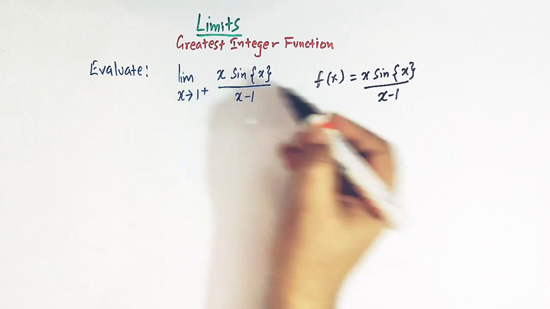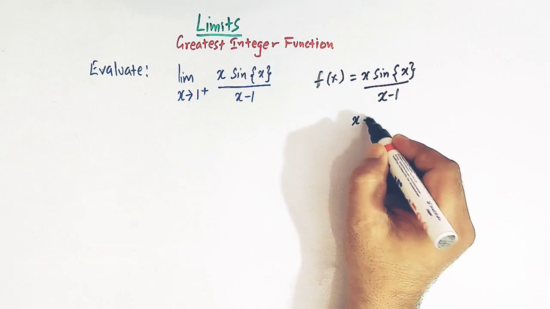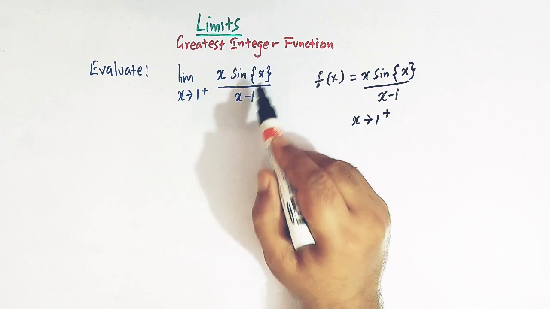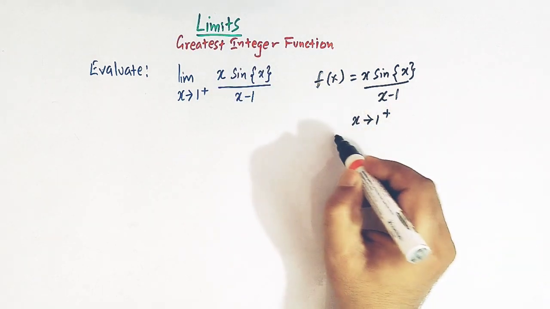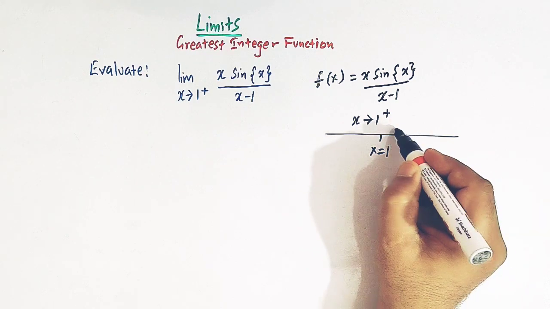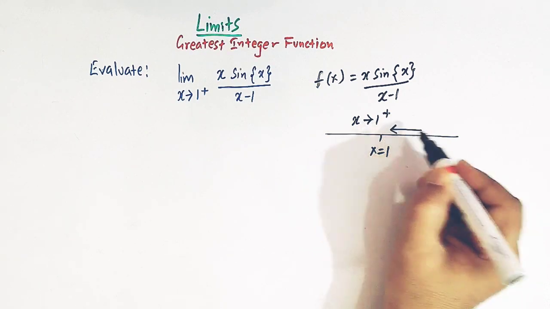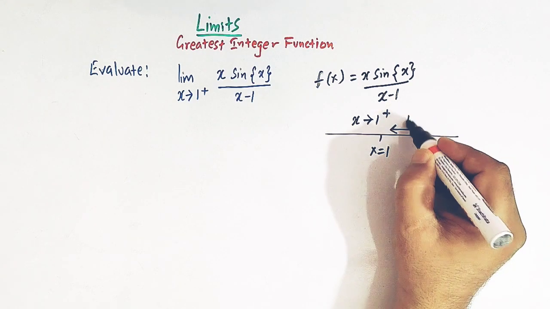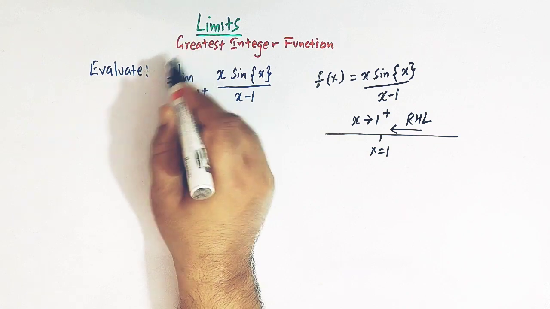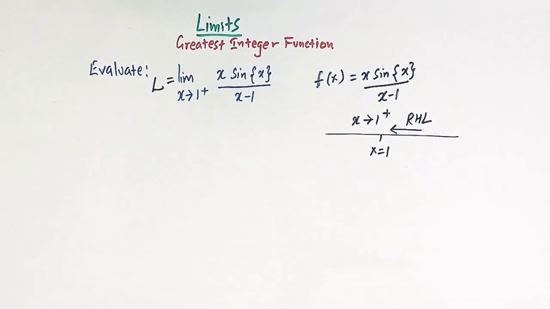The positive sign shows that we have to find the right hand limit of this function f of x when x approaches 1 from the right of x equal to 1. So we have to find the right hand limit. Let us call this limit L.